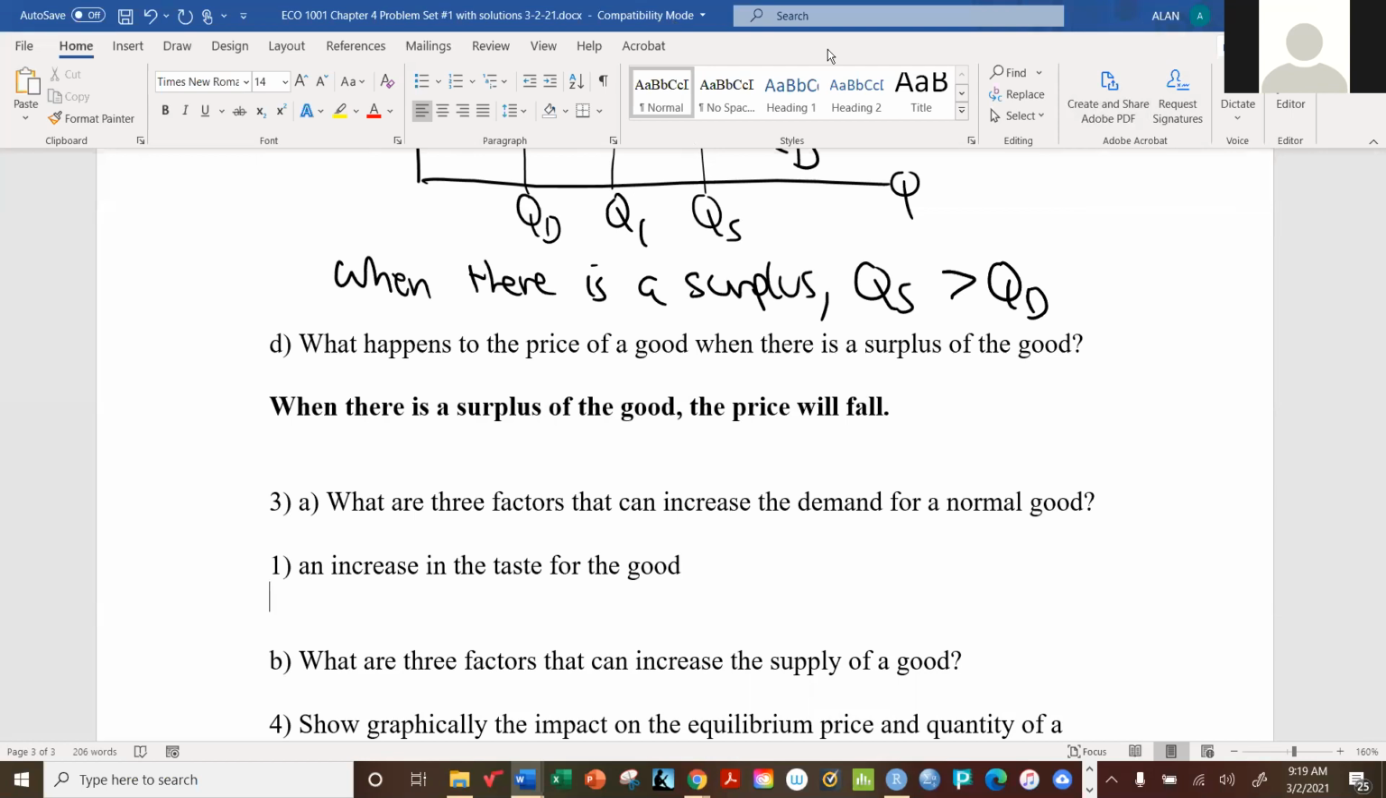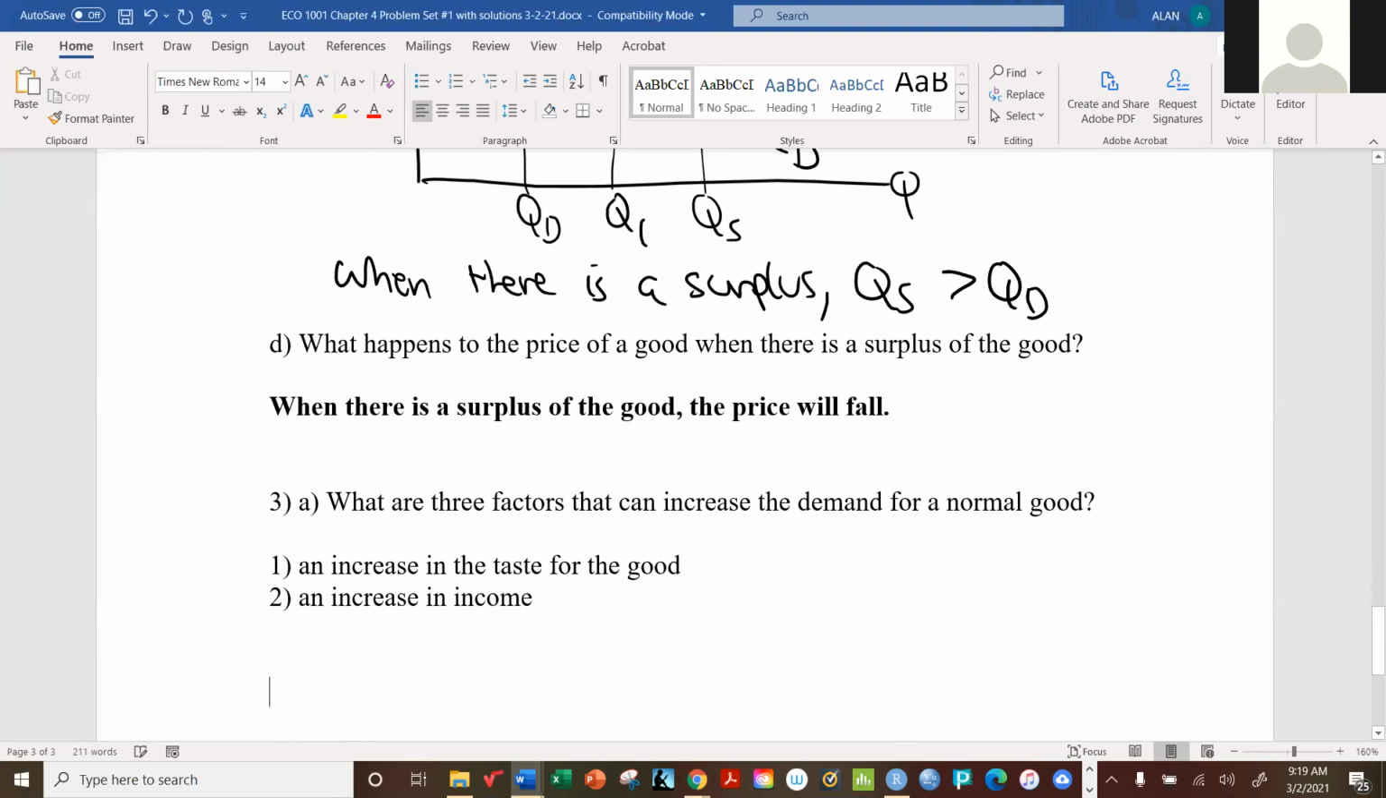Increase in income, perfect. And because it does say that it's a normal good, that means an increase in income raises demand. And of course, we know why, because spending money is fun. Okay. We know that we should save, but spending is fun. So when people have more money, they're going to buy more things. It's just as simple as that.